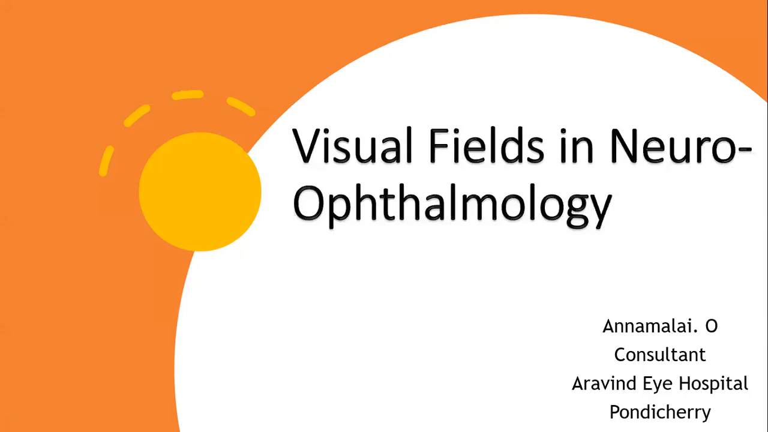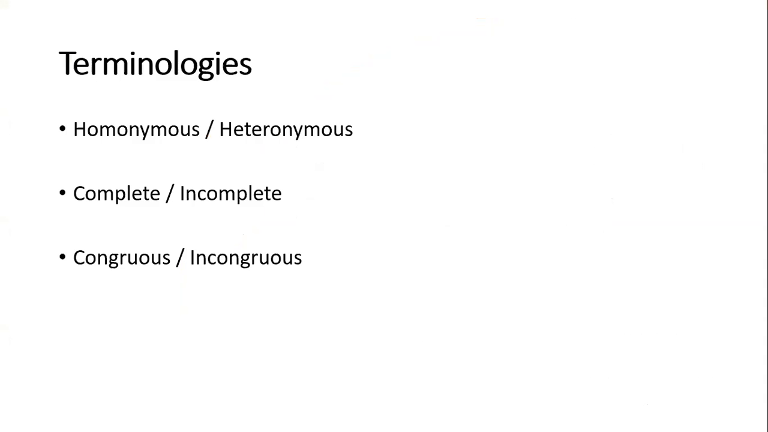So, before we proceed with the visual fields in neuro-ophthalmology, we need to know a little bit about the terminologies which we use and the arrangement of the nerve fibers along the visual pathway. So, first, we need to know the difference between homonymous and heteronymous. What is homonymous? Homonymous means it is on the same side, that is either on the right side or the left side. So when we draw a visual field, we draw as what the patient sees. So this would be for the right eye and this would be for the left eye.